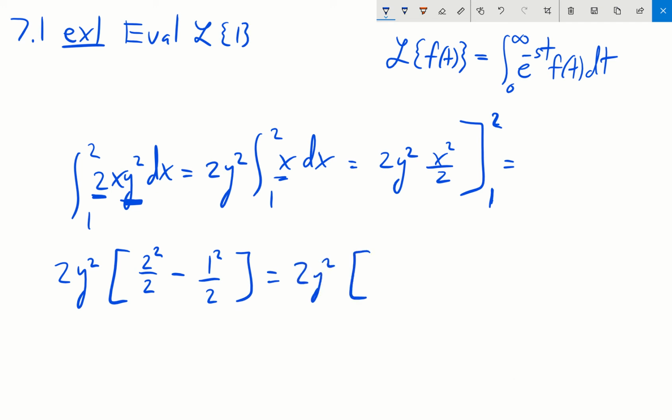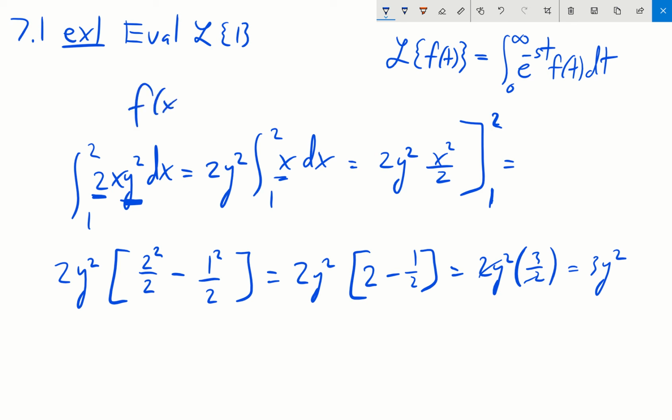And we get 2y squared times, this is going to be 2 squared divided by 2. That's 4 divided by 2, which is 2. Minus 1 divided by 2, which is a half. 2 minus a half would give us 3 halves. And then these two cancel, and we end up with the function 3y squared. So notice by holding one of the variables constant in this function of two variables, the original function f of x, y that was 2xy squared, when we integrate with respect to the x variable, the actual result we get is a function, maybe I'll call this g, of the other variable. It's a function g of y.